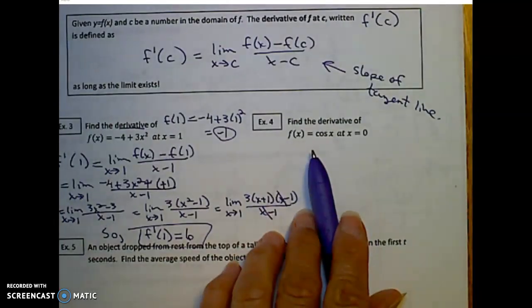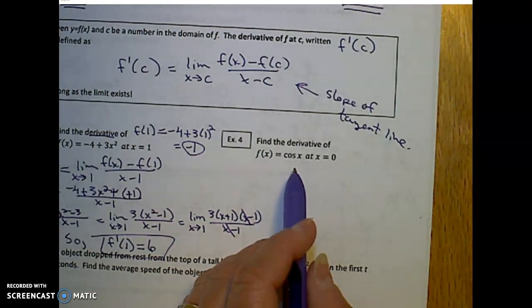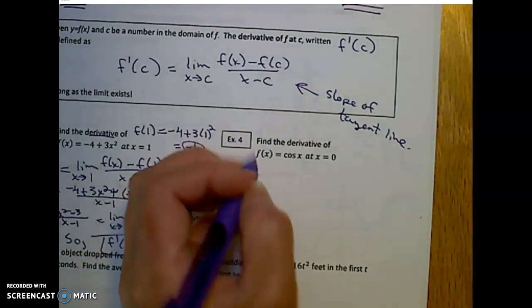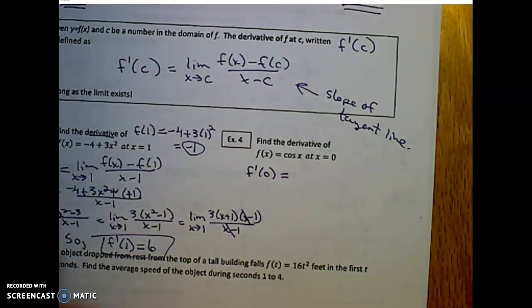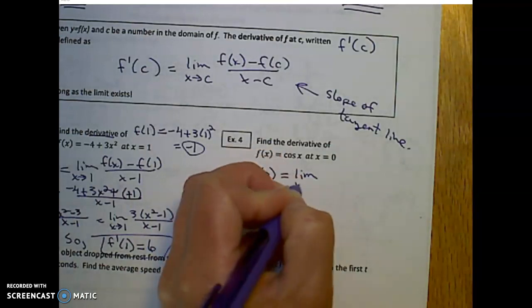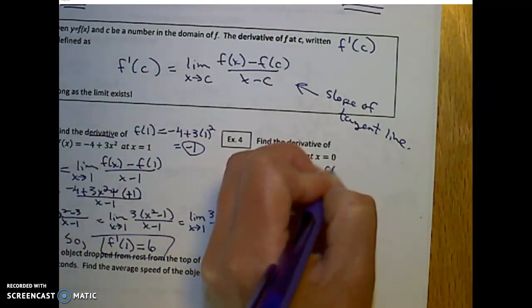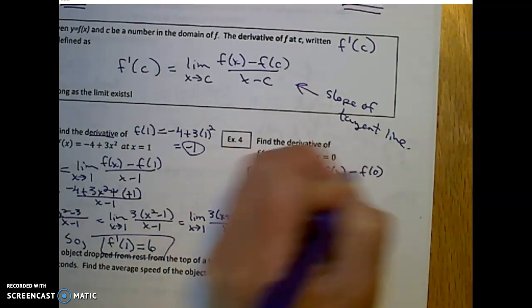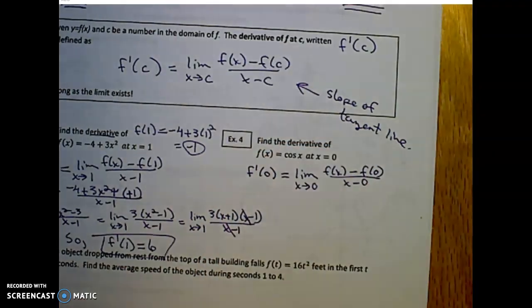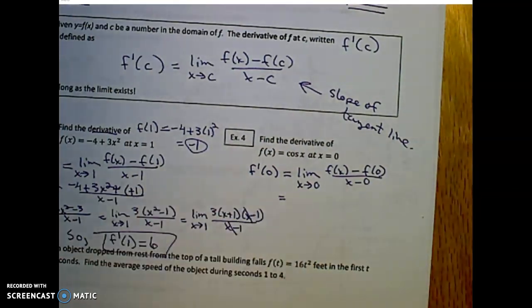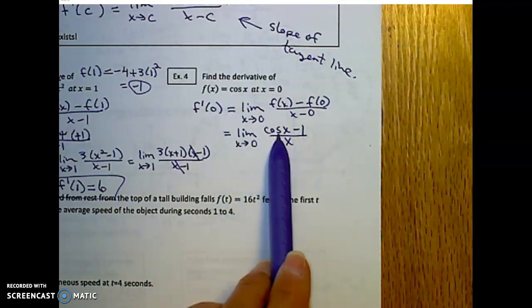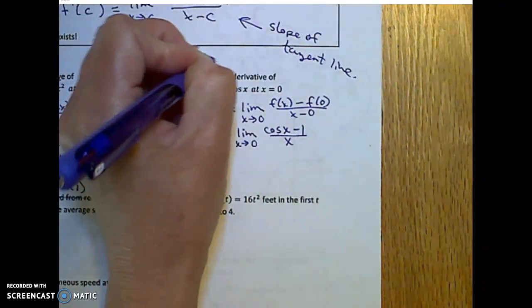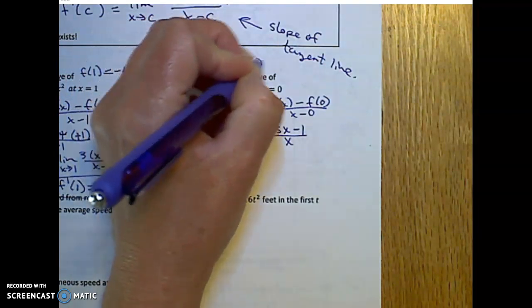Okay, let's try that with a cosine curve. If my function is y equals cosine of x, find the derivative at x equals 0. What is f prime of 0? The slope of the tangent line at x equals 0 is the limit as x approaches 0 of f of x minus f of 0 all over x minus 0. Okay, start rewriting. f of x is cosine of x. f of 0 is cosine of 0, and cosine of 0 is 1, so that's f of 0.